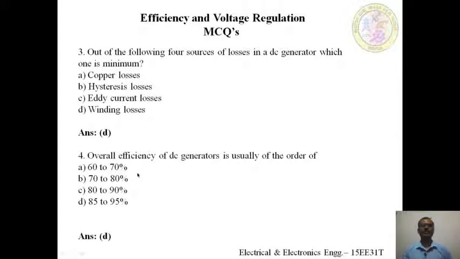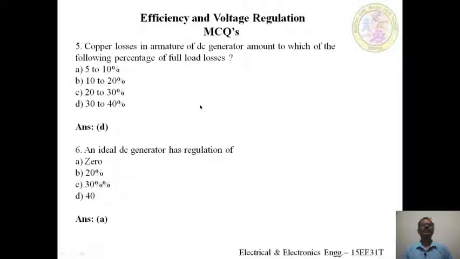Next one, fourth. Overall efficiency of a DC generator is usually of the order of, we have just now studied, 85 to 95%. Fifth one, copper losses in the armature of a DC generator amount to which of the following percentage of full load loss? 5 to 10, 10 to 20, 20 to 30, 30 to 40. It is 30 to 40%. Answer is D.